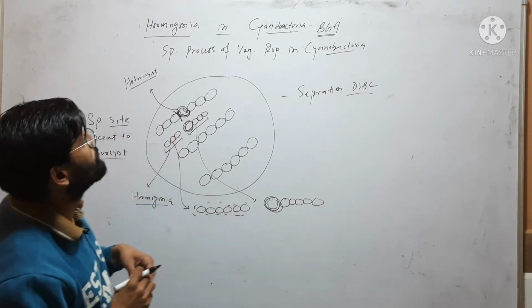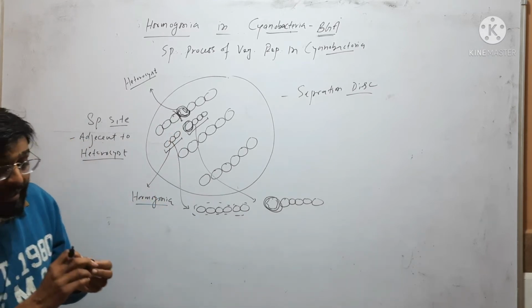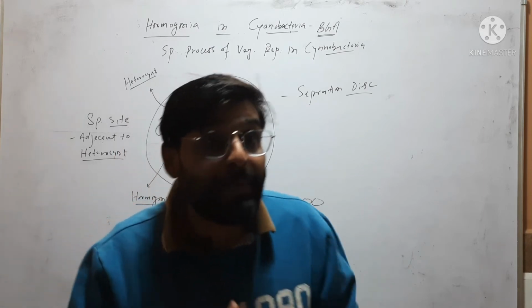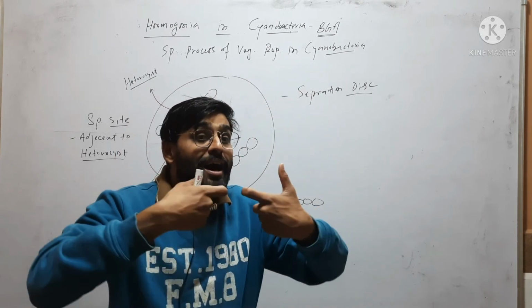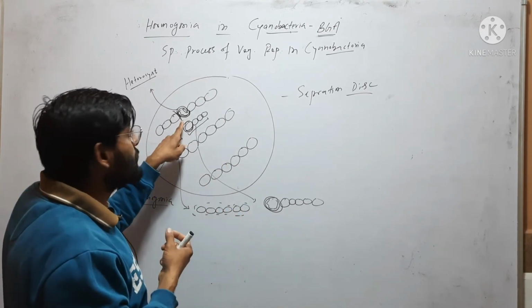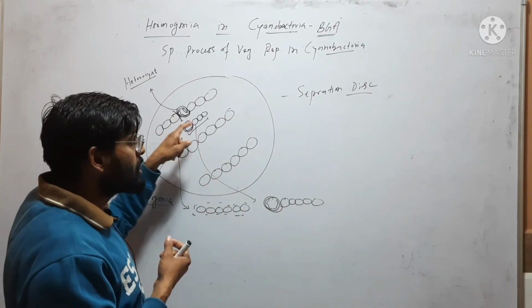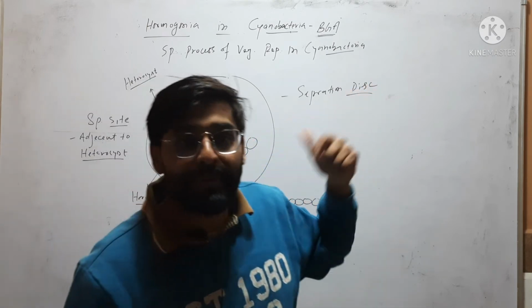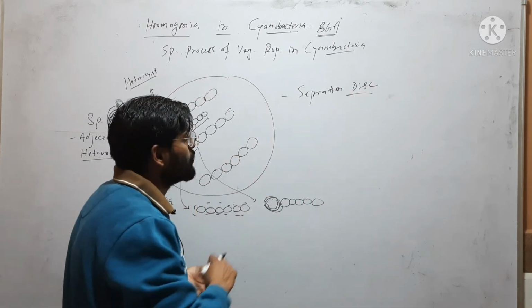Hormogonia is a special type of vegetative reproduction in Cyanobacteria. It is just a type of fragmentation where fragmentation occurs at specific sites. It may be in the vicinity of heterocyst or it may be at a separation disc. How are separation discs formed?